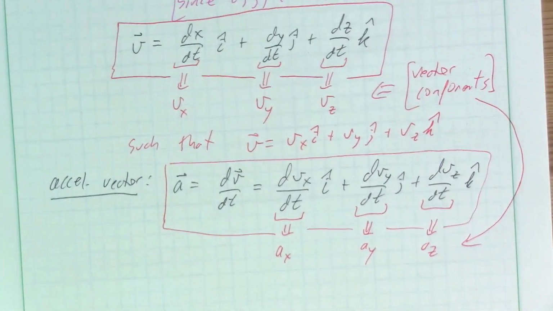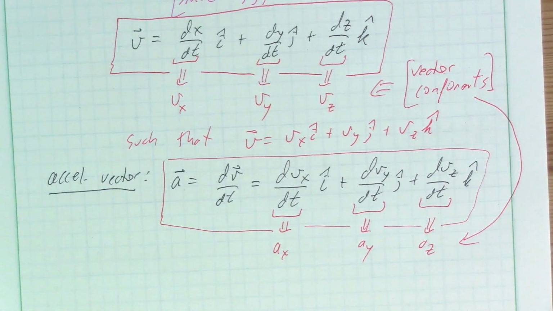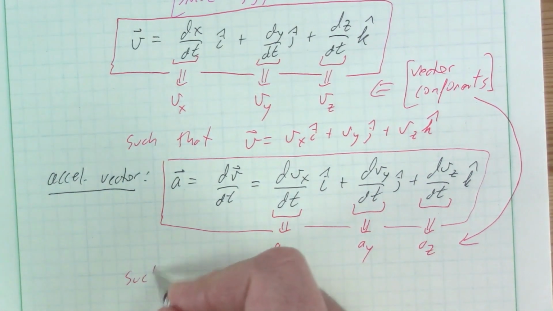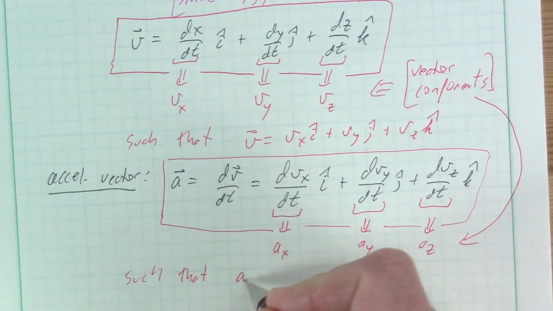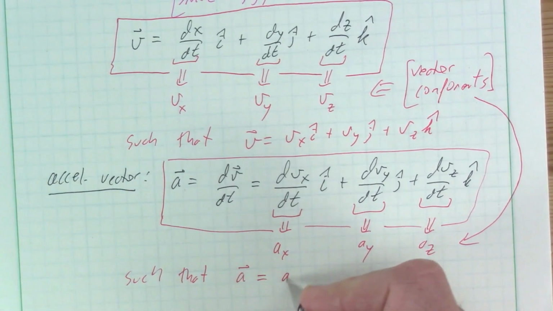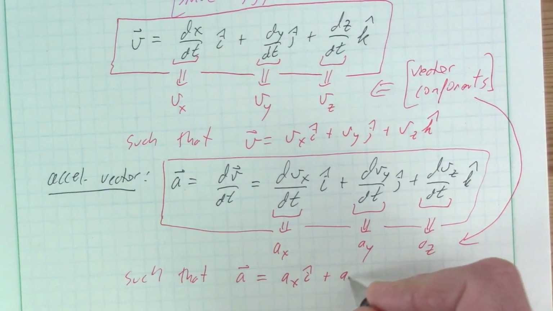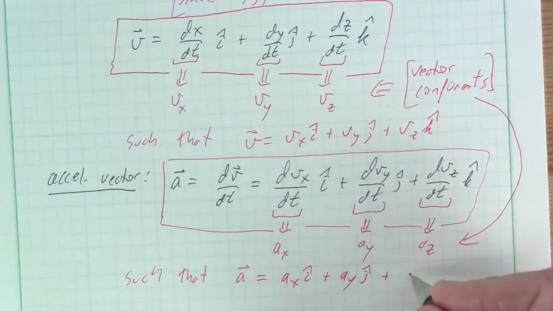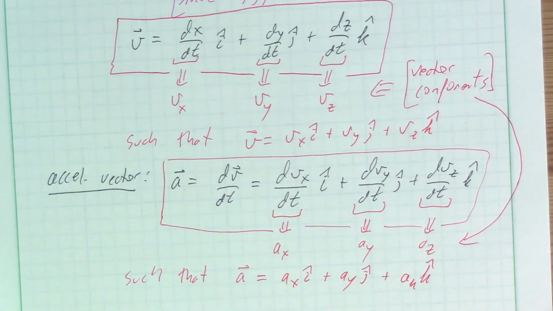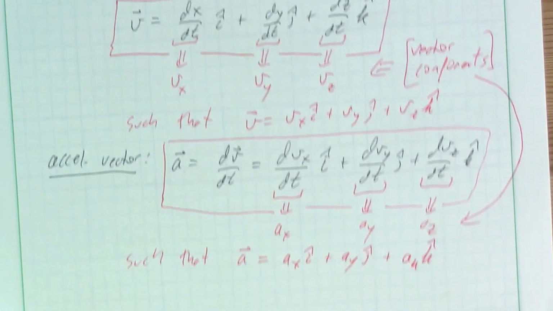Great. And again, for completeness, with this definition, we can now express the acceleration vector as its components multiplied by the base vectors of our coordinate system. Cool. Okay.